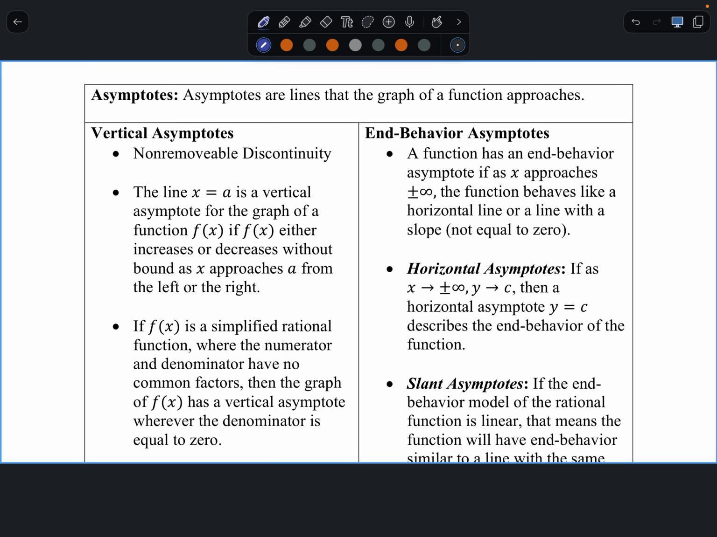If f of x is a simplified rational function, so all common factors have been canceled, where the numerator and denominator have no common factors, then the graph of f of x has a vertical asymptote wherever the denominator is still equal to 0. Because if you were to plug in wherever that value is, you'd get a non-zero real number over 0.